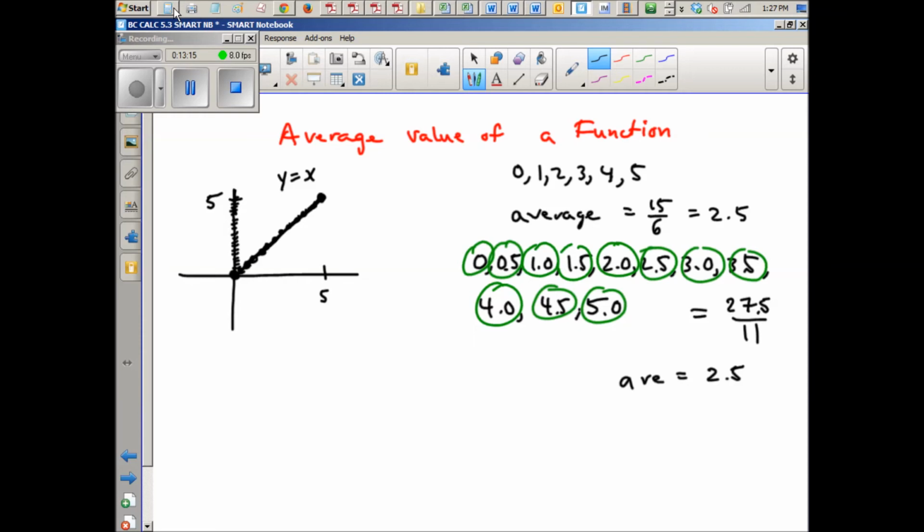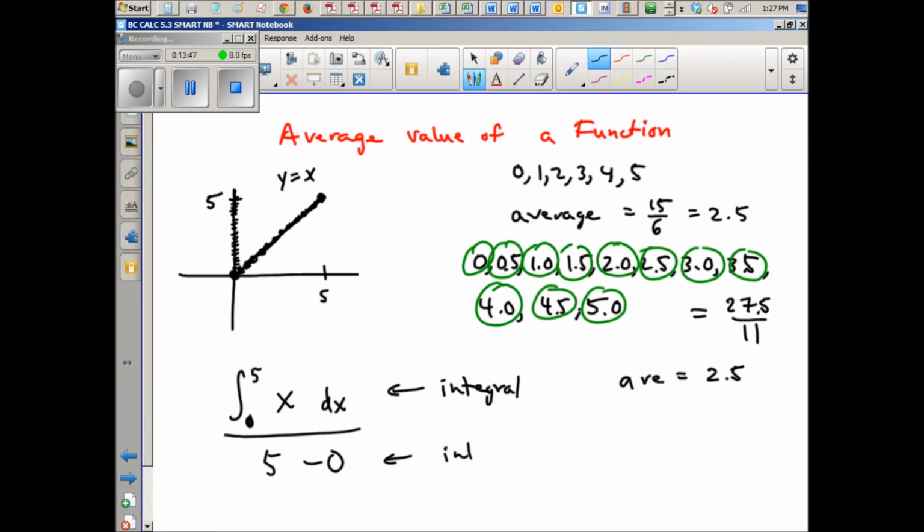Okay, so calculus actually has a way of doing this. In place of adding up all the numbers, we will do an integral from 0 to 5, where the function is simply x in this case. And then you would divide by the interval. So this is the integral, and this is the interval. And this is the formula you see at the top of the page.